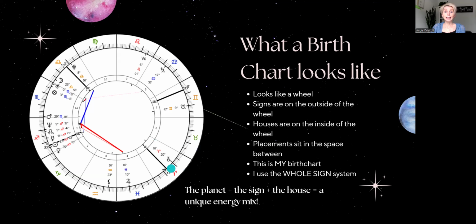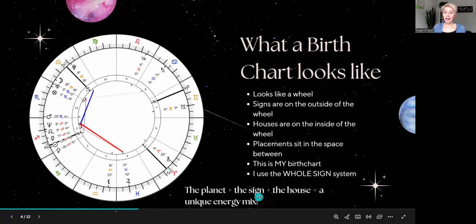Okay, so the planet or placement. Now, I use the term placement more than I use planet because a lot of our placements are not actually planets. For example, the sun and the moon, they are not planets, they are luminaries. Our ascendant is not a planet or a luminary, it's just a point in the sky. So I like to use the word placement. But the planet plus the sign plus the house that it's in equals a unique energy mix that makes up you. And we are going to talk about how all of this works.